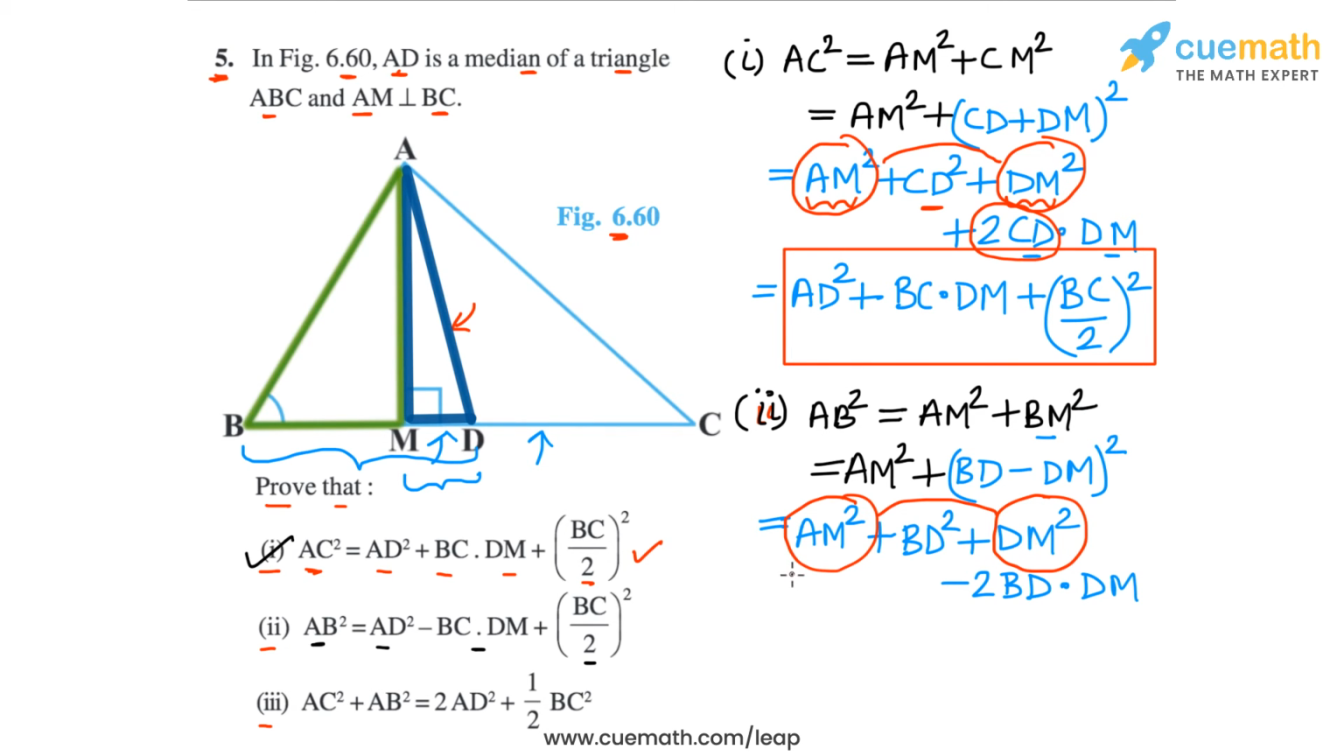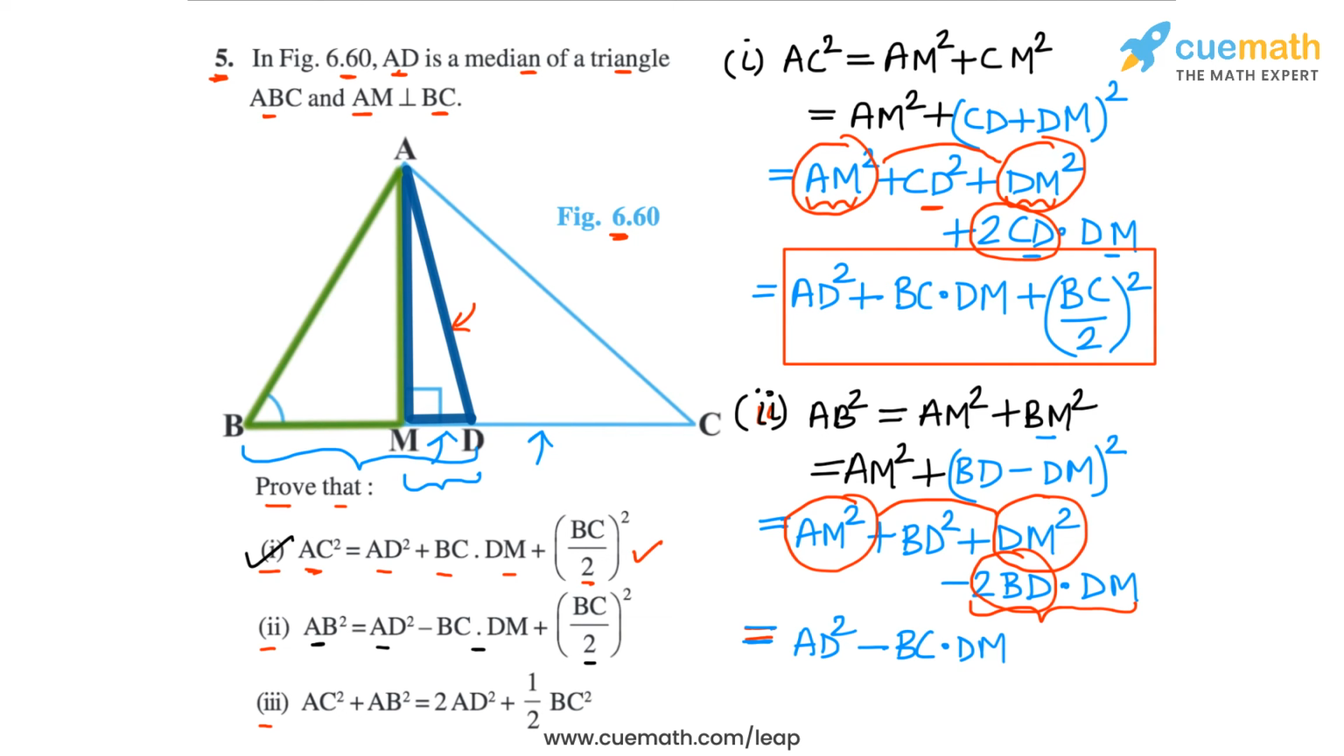If you apply the Pythagoras theorem, AM square plus DM square will be AD square. So we write AM square plus DM square as AD square. Then we have this term, minus 2 into BD into DM. So 2BD can be written as BC because D is the midpoint of BC. So BD is half of BC. So 2BD is BC. So we get minus BC into DM.